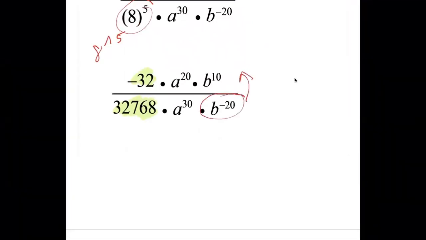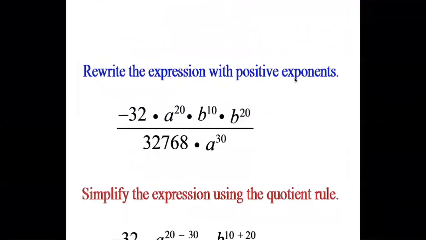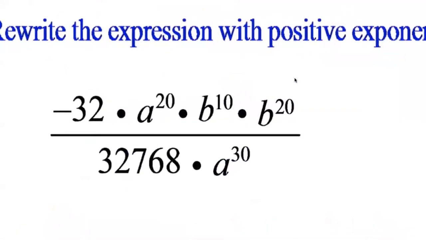So when it goes to the top, you're going to have two b values, all right? And what are we allowed to do with these two? Well, in this particular case, since they have the same base, they're both b values, and they're being multiplied. Remember, the rule is we add them, all right? So we're going to add the 10 and the 20 together, and that's going to give us a b to the 30.